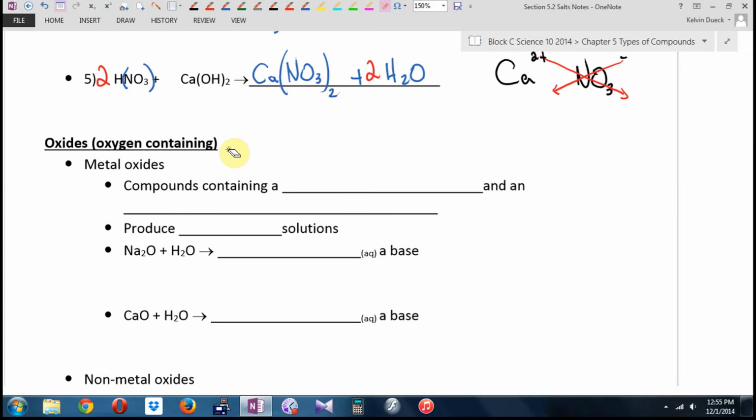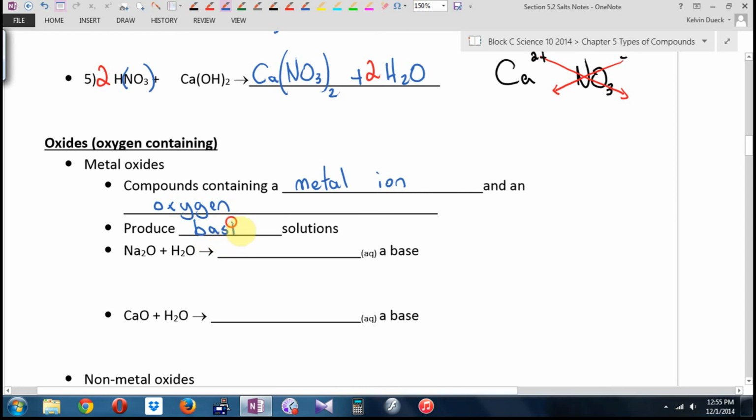Oxides. What do you think an oxide contains? Oxygen. Compounds containing a metal ion and an oxygen ion. These don't produce acids. These produce basic solutions.